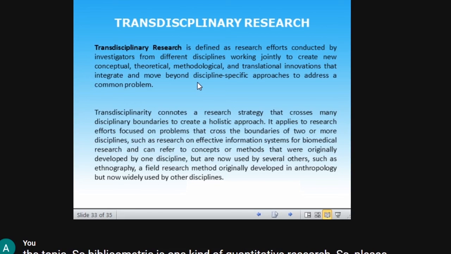So transdisciplinary research is conducted by investigators from different disciplines to create new methodological or translational innovations that integrate and move beyond discipline-specific approaches and address a common problem. Okay. So this is transdisciplinary. For example, overcoming the population problem, right? How to control the population? You require a transdisciplinary approach, right? Because it should take concepts from economics, from geography, and so on. It takes topics from almost all the fields to solve a particular problem.